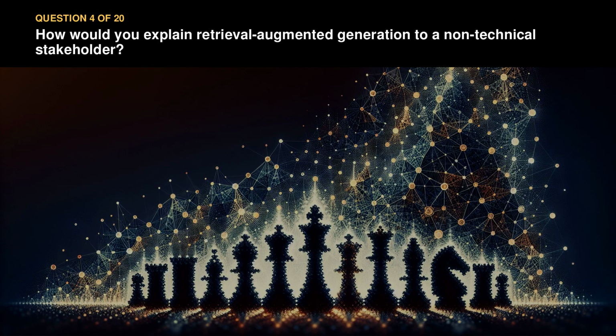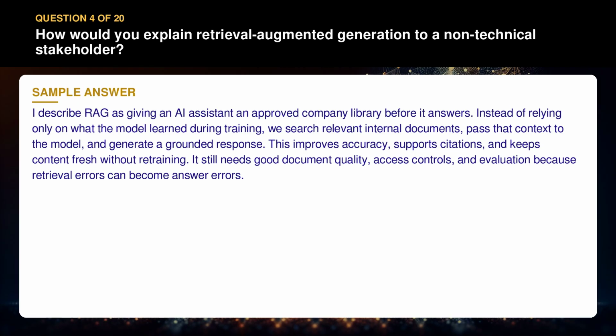Question 4. How would you explain retrieval-augmented generation to a non-technical stakeholder? I describe RAG as giving an AI assistant an approved company library before it answers. Instead of relying only on what the model learned during training, we search relevant internal documents, pass that context to the model, and generate a grounded response. This improves accuracy, supports citations, and keeps content fresh without retraining.